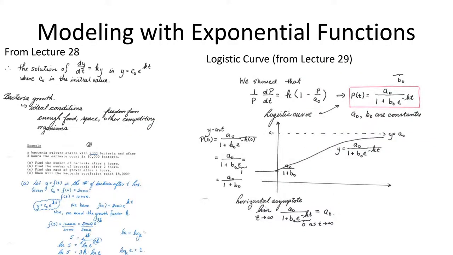Now with these exponential functions and the logarithms, we were also able to model some situations. From lecture 28, we derived a model, which is over here, y equals c naught e to the kt. We had done something with bacterial growth. Under ideal conditions, if there's enough food, space, and freedom from other competing organisms, we can calculate how it grows over time, how much there will be at a certain time, or what time it reaches a certain threshold. So we did that example.